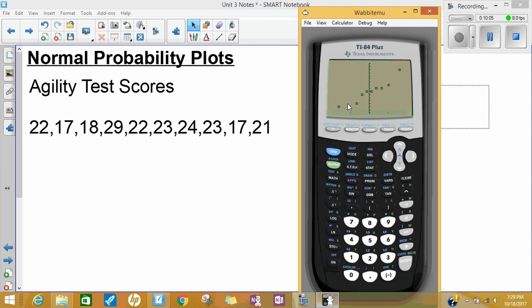But you can see that's not really a straight line, so we're not really quite sure if this data is going to be normal. It's not a ton of data. It would probably be easier to see if there were more scores, but this is just another way to test if data is normal. So again, you could look at a histogram and see if it's symmetric and unimodal, or you can create this normal probability plot, and that is again on the stat plots, and it's the last choice.